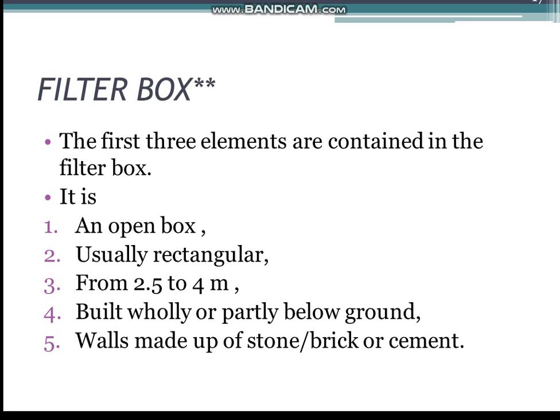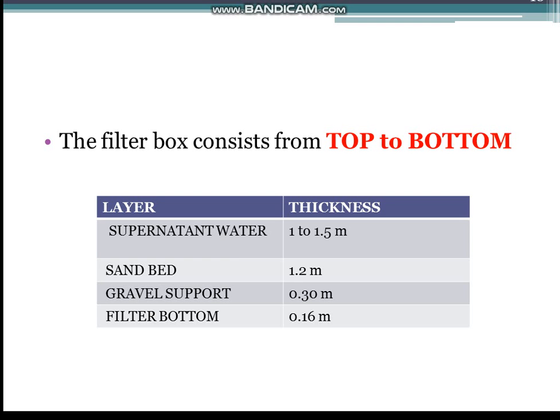Filter box. The first 3 elements are contained in the filter box. The filter box is an open box, usually rectangular in shape, from 2.5 to 4 meters deep, and is built wholly or partly below ground. The walls may be made of stone, brick or cement. The filter box consists, very important, from top to bottom: supernatant water 1 to 1.5 meters, sand bed 1.2 meters, gravel support 0.30 meter, filter bottom 0.16 meter.